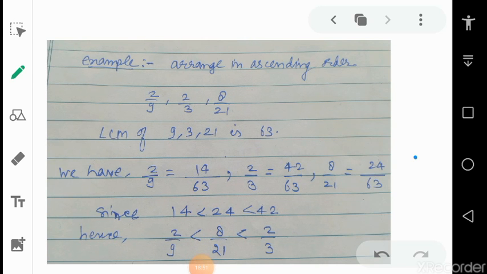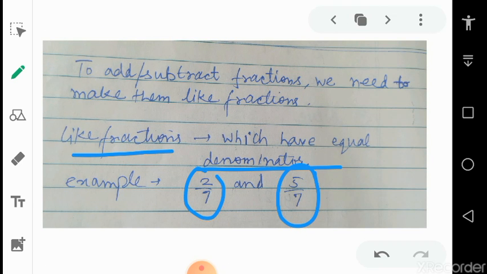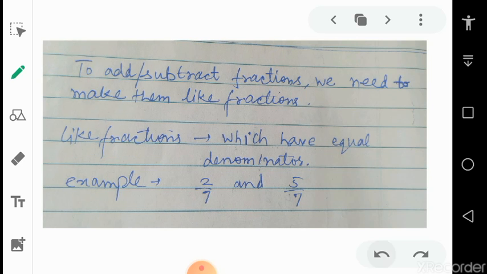So let me revise a few points here. Very first, to subtract or add fractions, they are converted into like fractions. And what are like fractions? Those fractions which have equal denominators are called like fractions, like 2 upon 7 and 5 upon 7. And you may think of some more fractions like 1 upon 7 and 5 upon 7. Obviously they are like fractions. Don't think about the numerator, whatever it is.